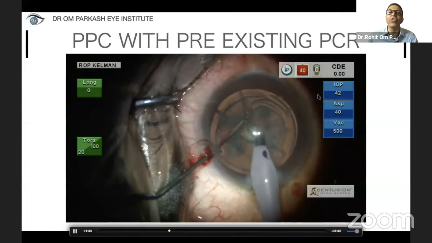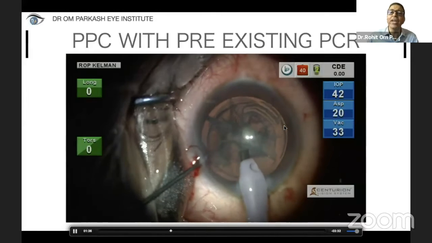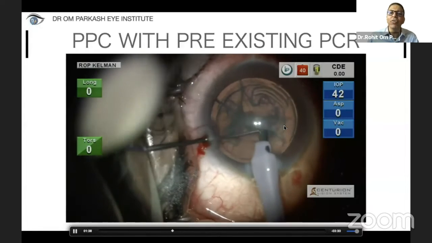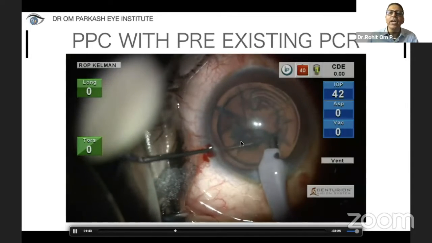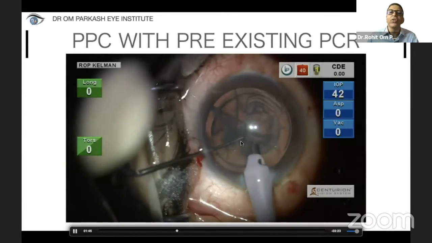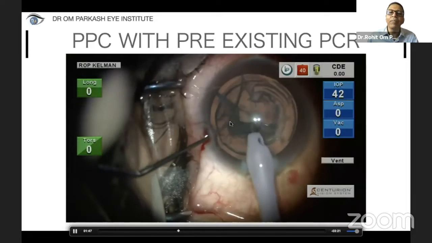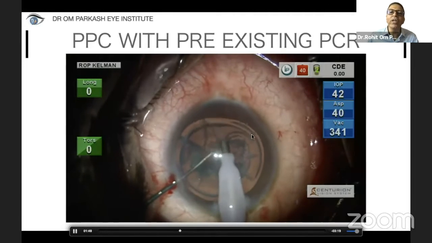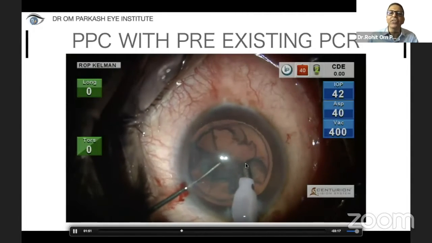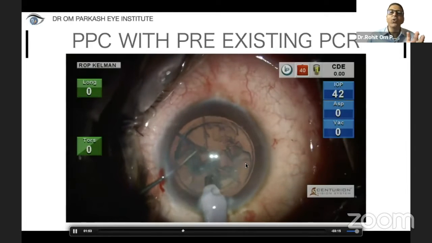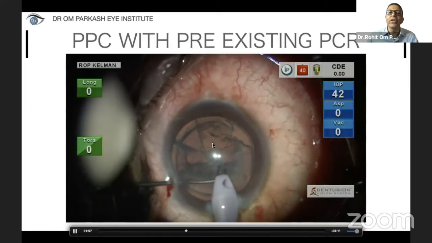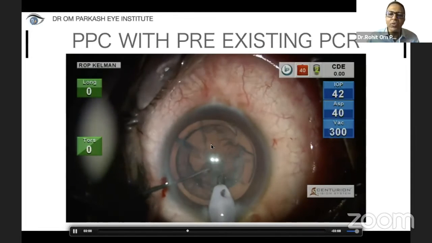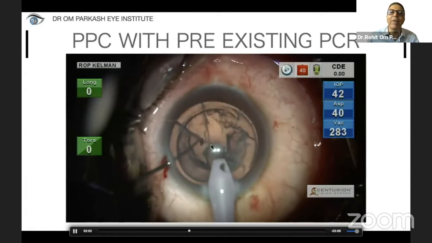I'm not using any CDE. I could have used the IA also, but I thought I'll go ahead. First of all, I'm trying to take out the central core. This central core helped me because the outer epinuclear core and different layers were giving a shield to the pre-existing posterior capsule defect which was there. So I was not exposed to the posterior capsule by any means.